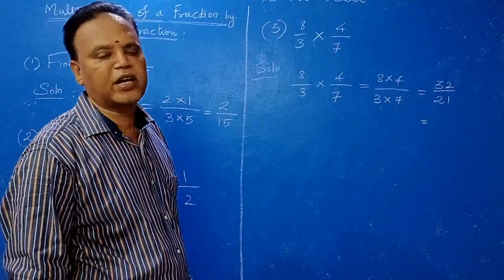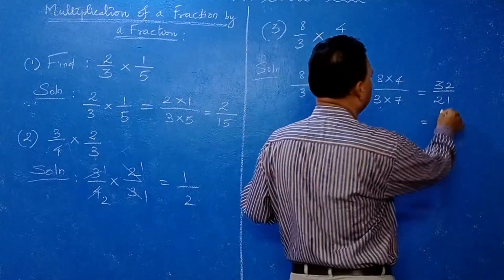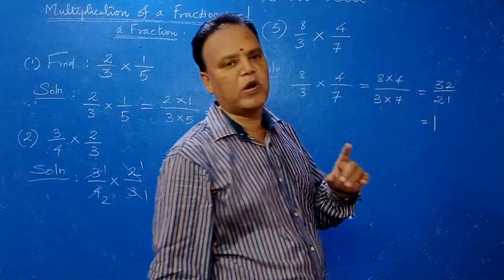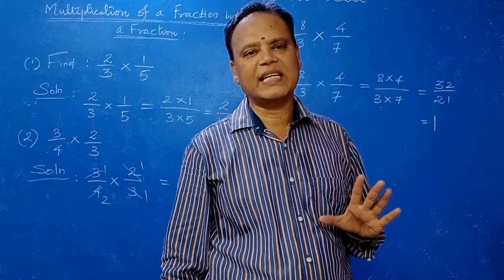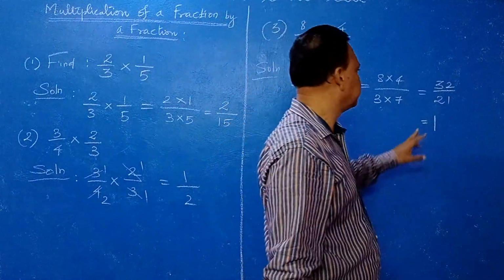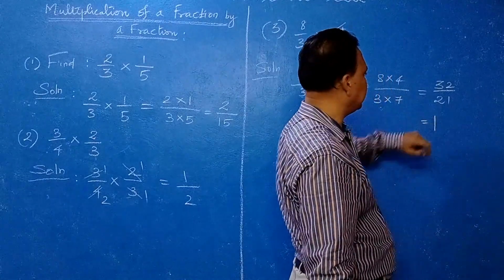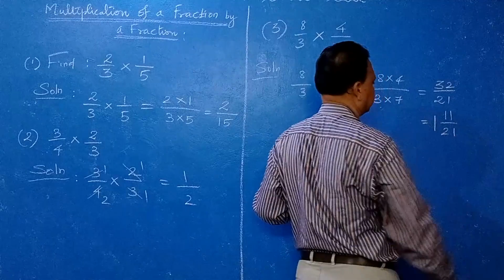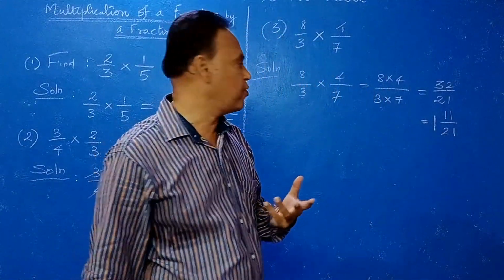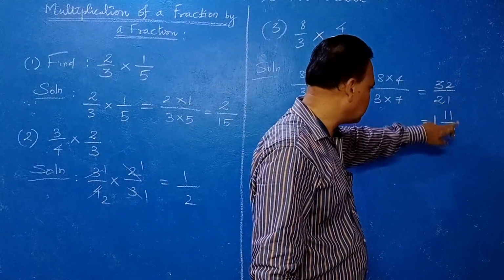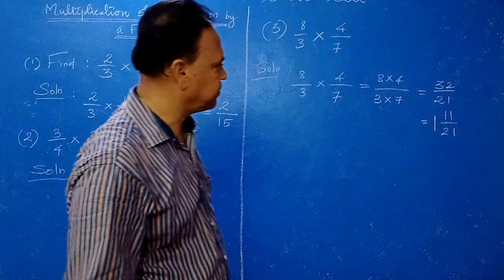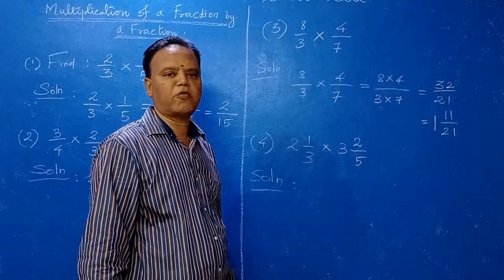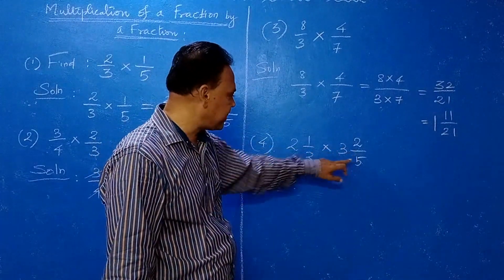This is also an improper fraction. So you can divide. 32 divided by 21, it will go 1 time. What is the remainder? 32 minus 21, the remainder is 11. So 11 by 21. Always, when you have an improper fraction, you convert it into a mixed fraction. Clear? You have to convert it into a mixed fraction. Now we will see how to multiply 2 mixed fractions.